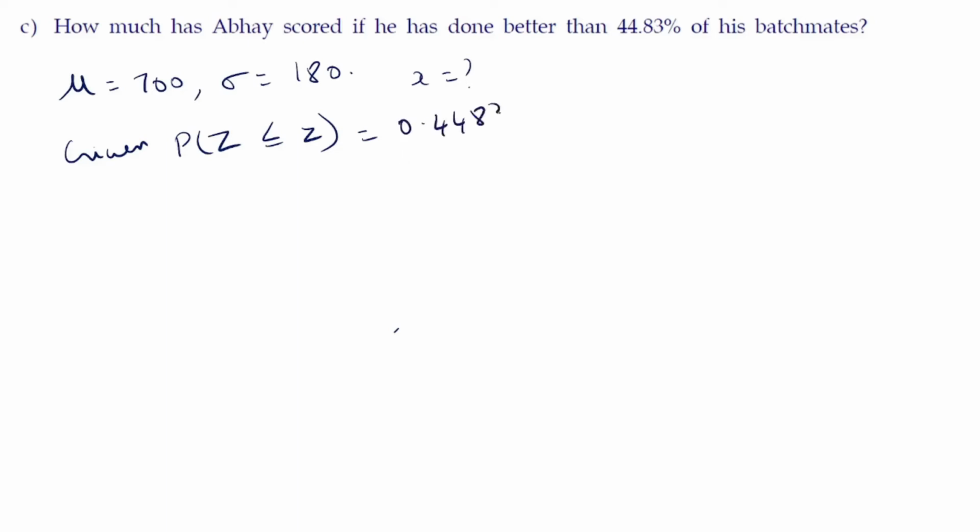So it is 0.4483. Now we have to find this value z, and after finding this value using the z-score formula, z is equal to x minus mu by sigma, using this formula we have to find x. Now let us find z. To find z, we have to locate this point and the corresponding value of z will give the value. So we will locate 0.4483 in the z distribution table.